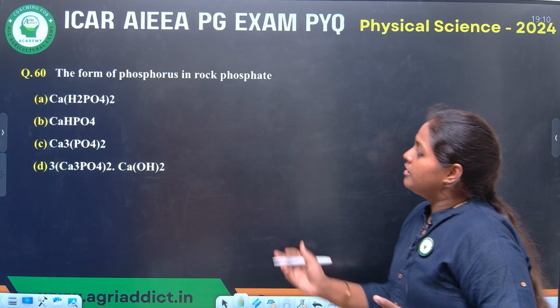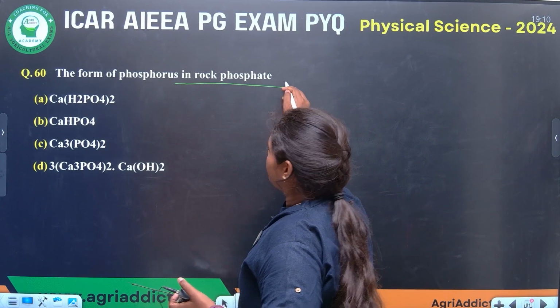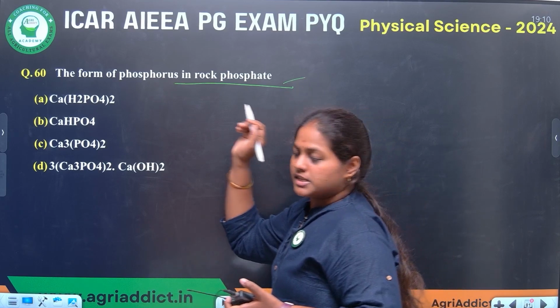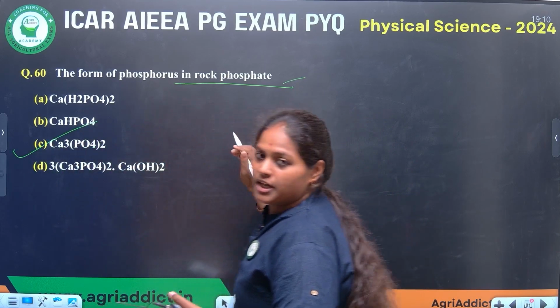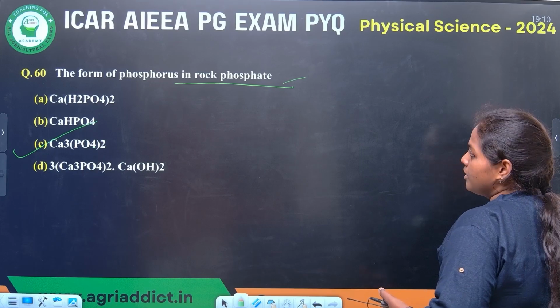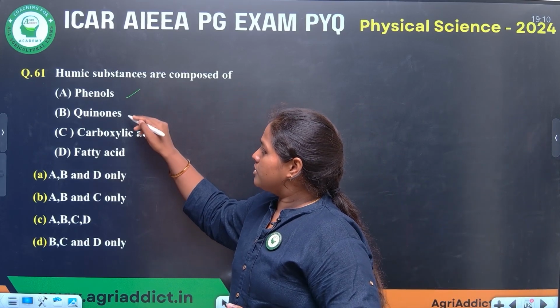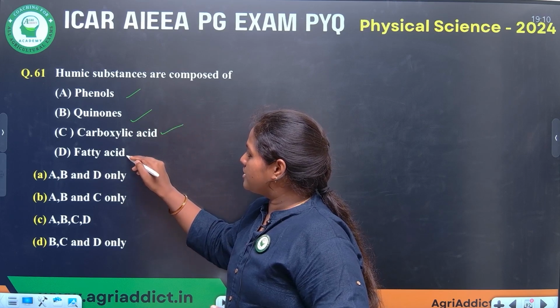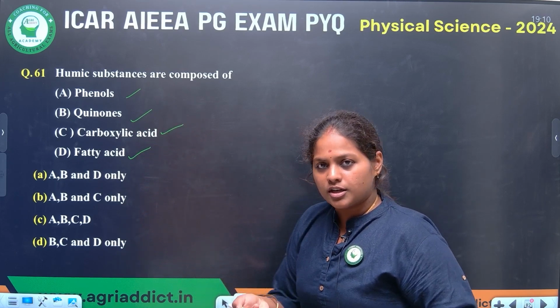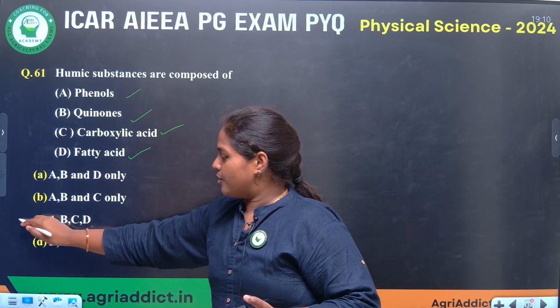Question number 60. The form of phosphorus in rock phosphate is Ca3(PO4)2, apatite. Question number 61. Humic substances are composed of phenols, quinones, carboxylic acids, and fatty acids, which are nothing but low molecular weight organic molecules. All the above. Option C.